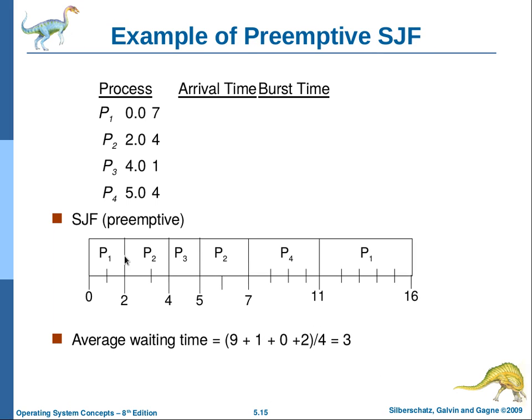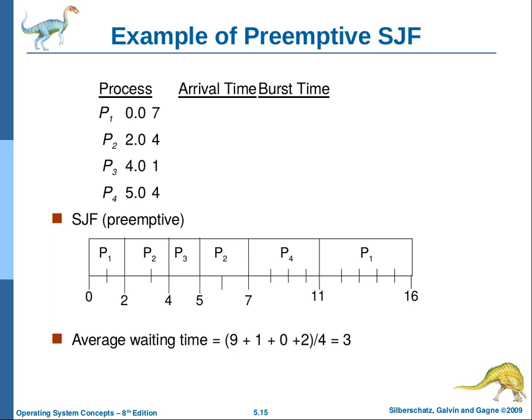So, the preemptive version. Why is P2 jumping onto the scheduler at time index 2? Because it's shorter than the 5 remaining for P1. Right. So for the 5 remaining in P1, it's shorter, so it gets priority. And then at 4, why do we have P3 jumping on board? Because 1 is still shorter than 5. And notice that we had to wait till 4 because that's when the process came in.